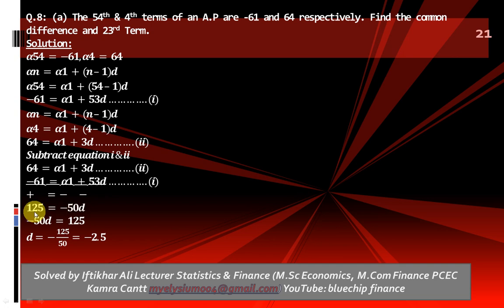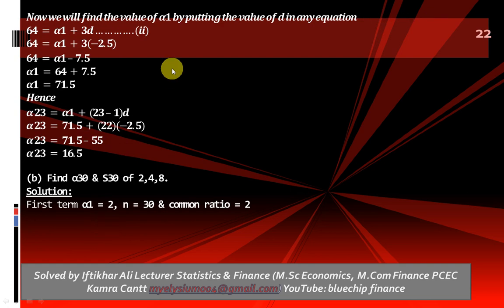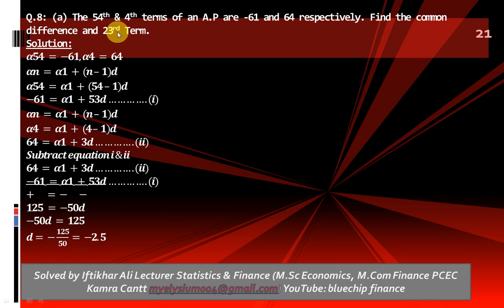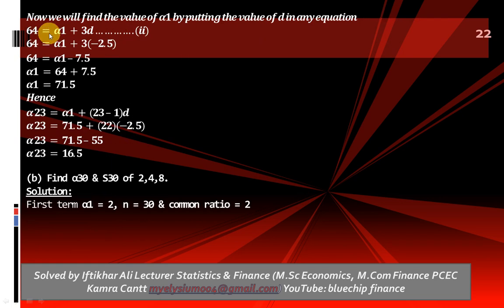Minus 50d equals 125, and finally d should be equal to 125 divided by minus 50, equals minus 2.5. So minus 2.5 is the common difference. After that, we should solve for the 4th term, so 64 equals a_1 plus 3d. So 64 equals a_1 plus 3 times minus 2.5. So 64 equals a_1 minus 7.5, and a_1 should be equal to 71.5.